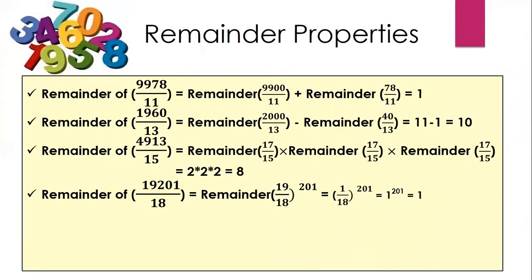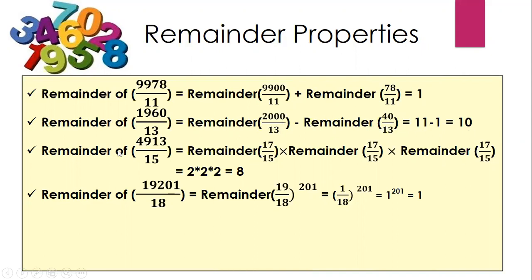For example, remainder of 9900 plus 78, that is 9978, when divided by 11 will be equal to remainder of 9900 by 11 plus remainder of 78 by 11. 9900 is exactly divisible by 11. So remainder of 78 by 11 is 1. So 0 plus 1, it will be 1. Remainder of 1960 when divided by 13 can be written as remainder of 2000 by 13 minus remainder of 40 by 13. 2000 when divided by 13, the remainder is 11. 40 when divided by 13, the remainder is 1. So 11 minus 1, our remainder will be 10.